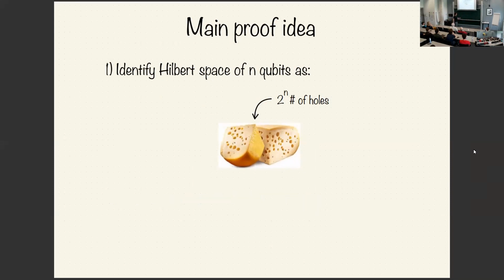So the idea is we're going to start with a space like this, you can think of it as a Swiss cheese, with a large number of holes, 2 to the n holes, where n is the dimension of the cheese.